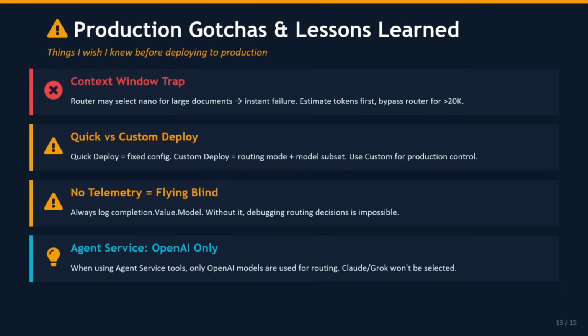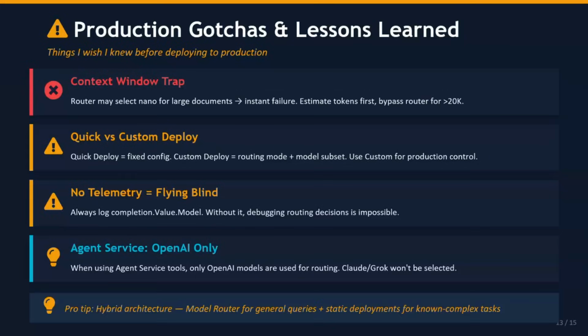And number four, agent service limitation. When using model router with agent service tools, only OpenAI models get selected. So Claude, Grok, Llama won't participate. Bear that in mind. And the pro tip, build a hybrid approach. Model router for general queries and static deployments for tasks where you know the requirements up front.